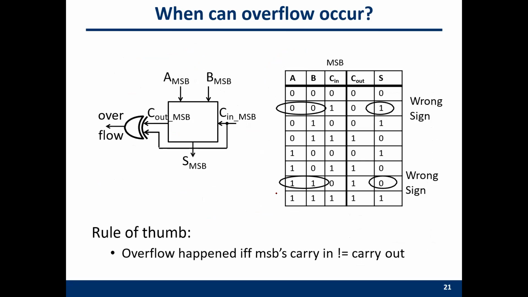So in order to detect the overflow, we can create a piece of circuit, overflow detection. Then we need to understand how we can do that. How can we tell when we will have the overflow? The overflow always happens if the most significant bit's carry in is not equal to the carry out. If we draw a truth table for the most significant bit, the overflow will happen in these two cases.